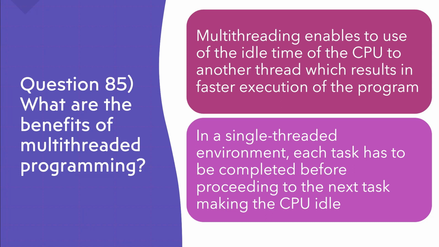Question 85. What are the benefits of multithreaded programming? Multithreading enables the use of the idle time of the CPU by another thread, which results in faster execution of the program. In a single-threaded environment, each task has to be completed before proceeding to the next task, making the CPU idle.